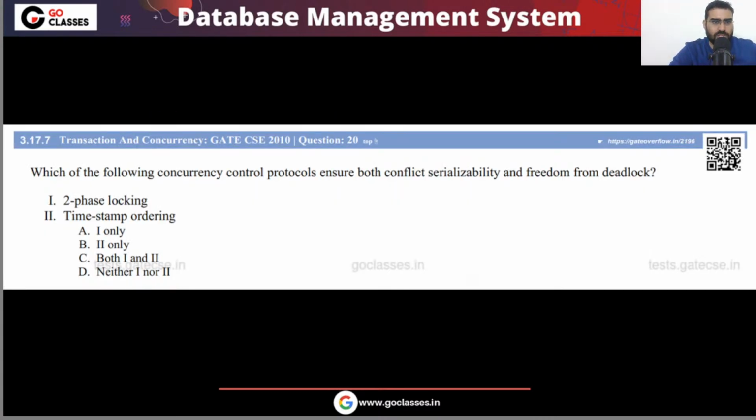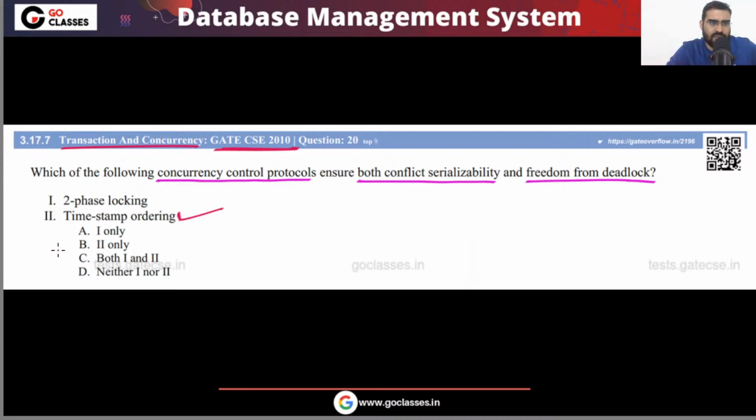So tell me about this one. This is a GATE 2010 question, transaction and concurrency. Which of the following concurrency control protocols ensure both conflict serializability and freedom from deadlock? Freedom from deadlock. So the answer will be timestamp ordering.